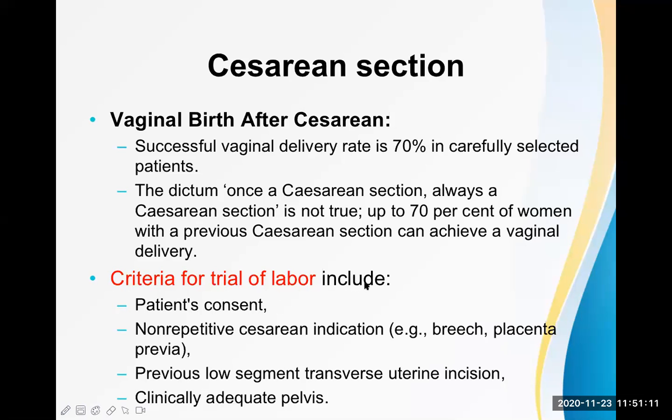Criteria for trial of labor include the patient's consent. Without the patient's consent, you cannot give a trial of labor. You cannot force your plan on that lady. So informed consent has to be taken, okay? If the patient wishes for cesarean section, we need to go for that.